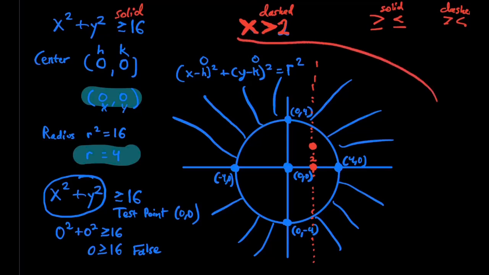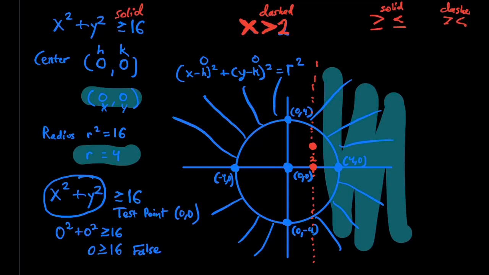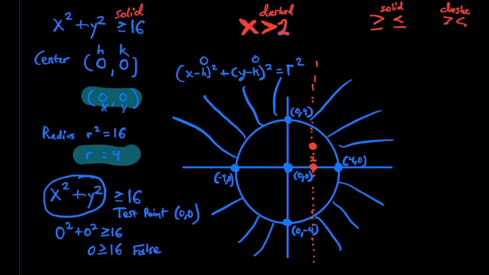So here, this is saying x is greater than 2. This line itself is the 2. So if x is greater than 2, it has to be on the right side of the 2. All the numbers greater than 2 on the x-axis, like 3, 4, all the way to infinity. So that's one way to do it.